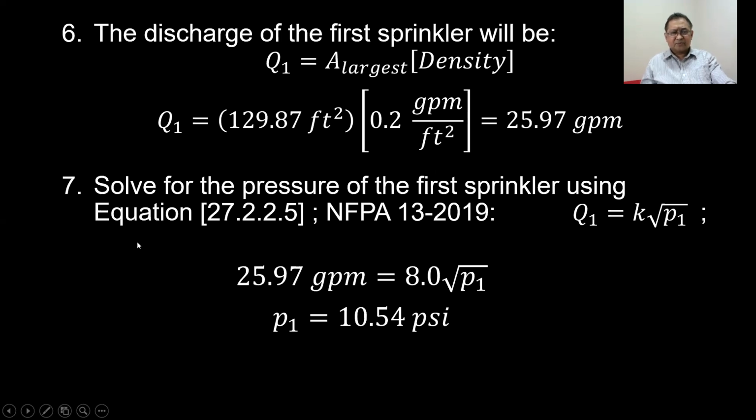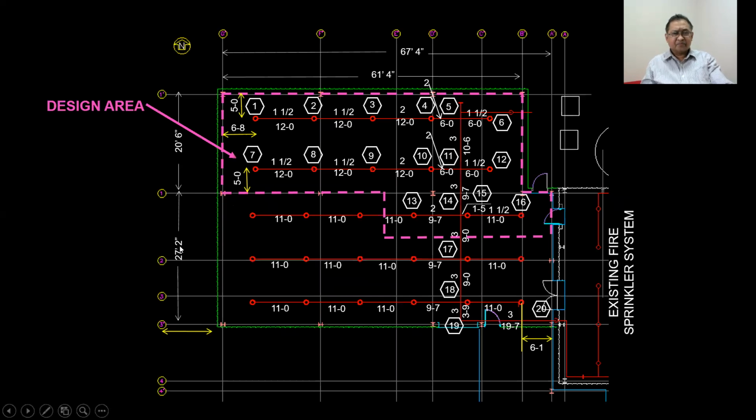And so from this, we can now solve the pressure of the first sprinkler using the equation Q sub 1 equals K times square root of P sub 1, wherein Q sub 1 is 25.97 GPM, and we have a K value of 8.0, so P sub 1 will be equal to 10.54 PSI. So here, this is now your layout with the numbers. 1 is the most remote sprinkler.